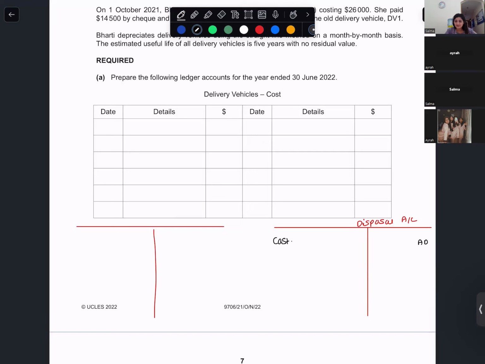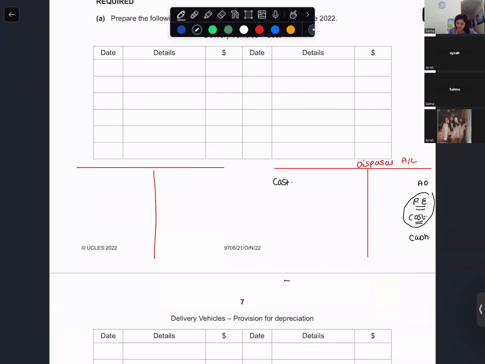Then the profit or loss. Then if you're part exchanging any vehicle, the cost of that part exchange vehicle will be here. And if you're receiving cash, the selling price of the vehicle, that will be here. In the normal sums without the part exchange, the cost of the vehicle comes on this side, the selling price comes this side, accumulated depreciation comes this side, and then you calculate profit or loss.